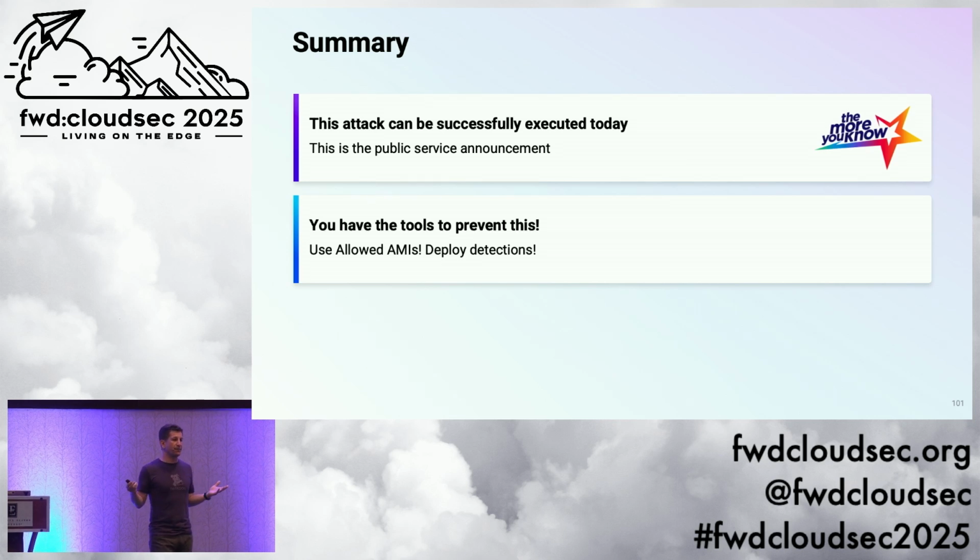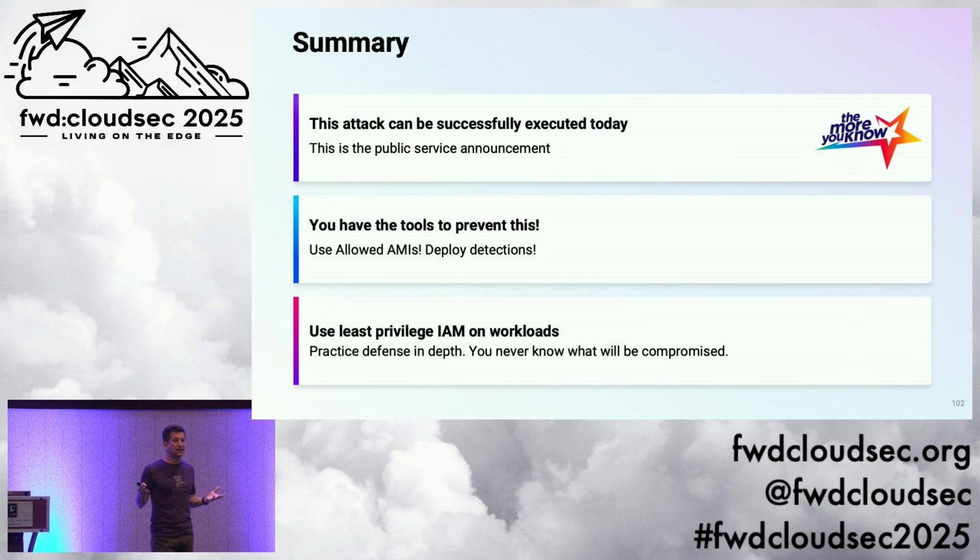And defense in depth, right? Always deploy any kind of detections that you can to detect this in addition to the prevention mechanisms. And speaking of defense in depth, I don't think I've ever given a talk without talking about using the principle of least privilege for IAM, and that applies here.